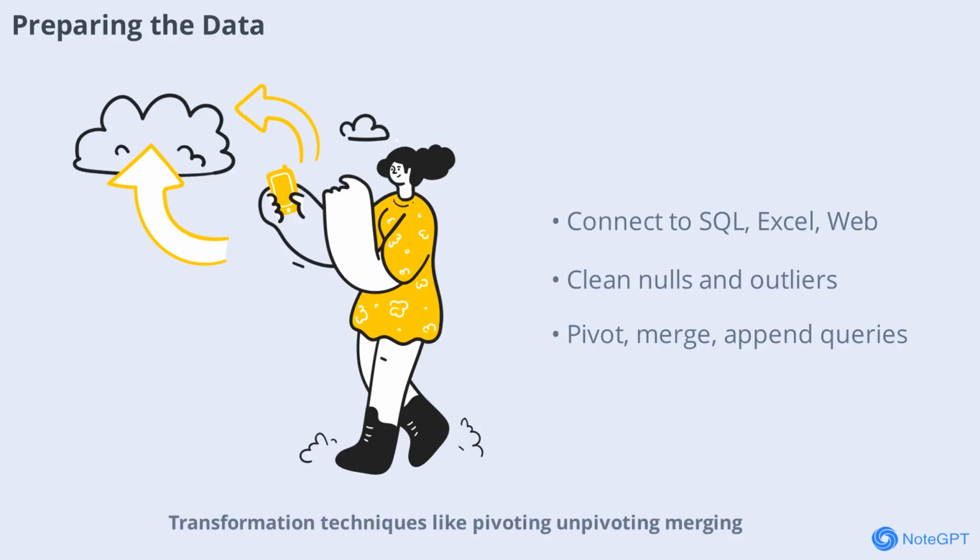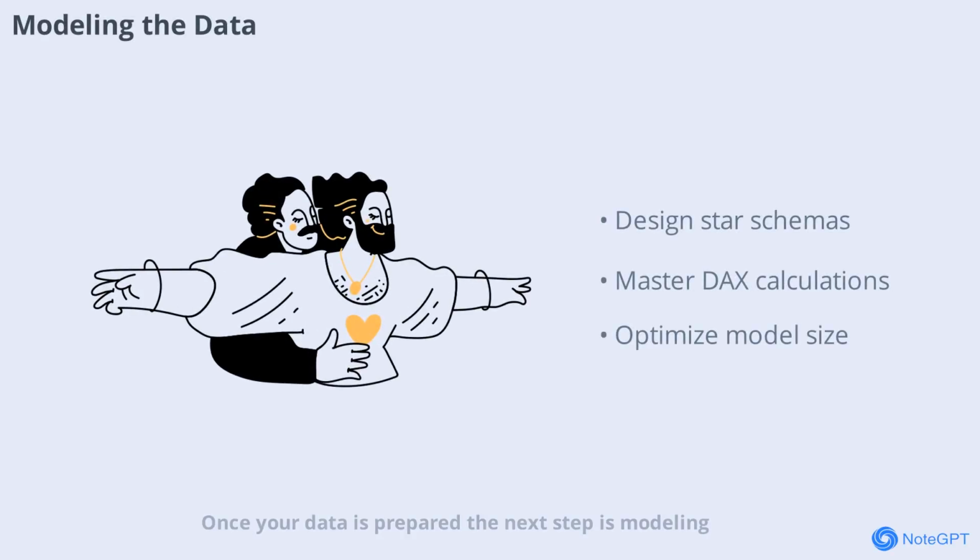Transformation techniques like pivoting, unpivoting, merging, and appending queries are covered, giving you the flexibility to shape your data for analysis. Mastering these skills sets the stage for every successful Power BI report, making your data ready for modeling and visualization.